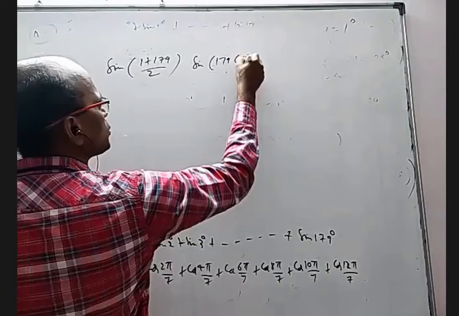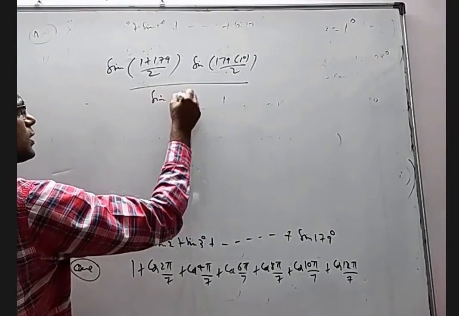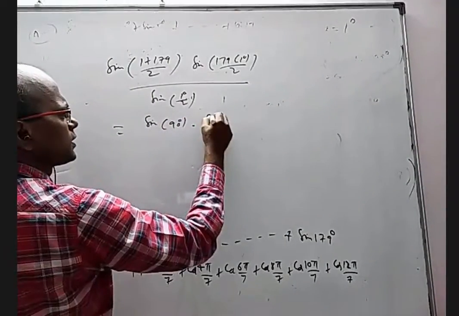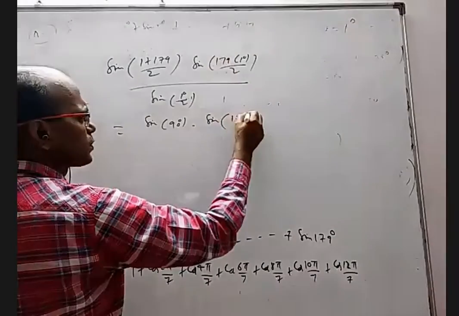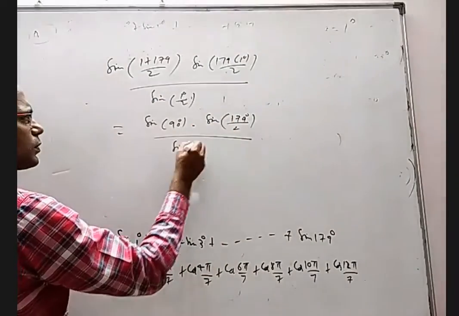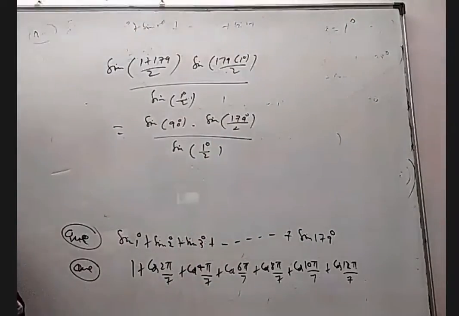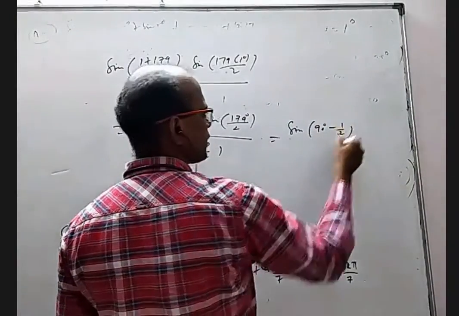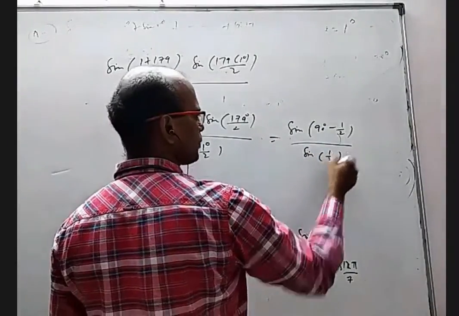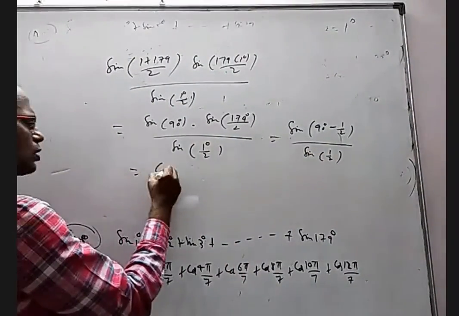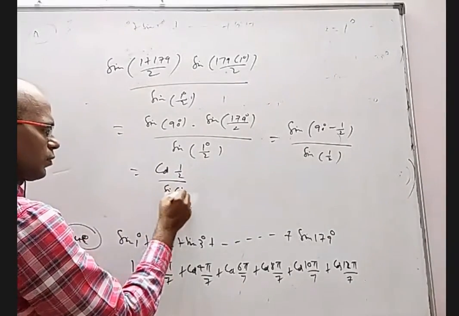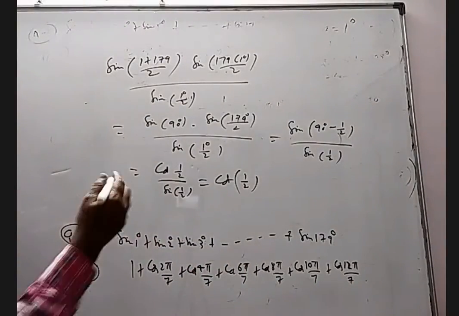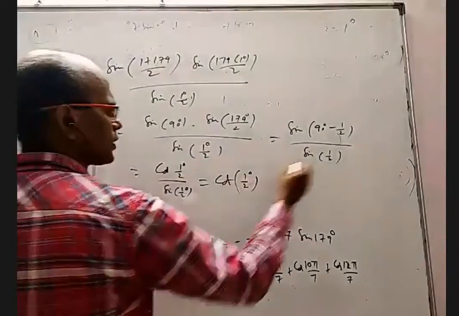Okay, sine 179 degrees by 2 into sine 1 degree by 2. Okay, this is sine 90 degrees, no problem. Sine 179 degrees by 2. There is another way to change it: you can write it as 90 minus 1 by 2. This is anyway 1. You can write 90 degrees minus 1 by 2 by sine 1 by 2. Sine 90 minus 1 by 2 is cos 1 by 2 by sine 1 by 2, which is cot 1 by 2. So either way you can write it, but one way to write it is cot 1 by 2 degrees.